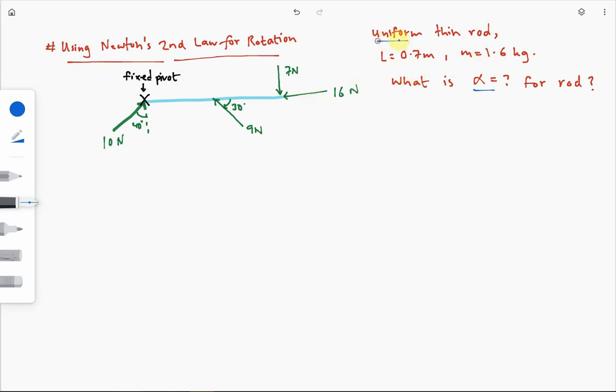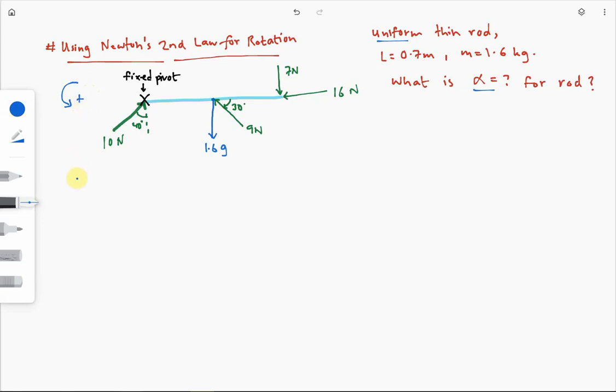Since the rod is uniform and the mass is evenly distributed, we add a fifth force, which is the weight acting through the center of mass. This is 1.6 times gravity, g. Now our free body diagram is complete, and we indicate that any counterclockwise torque is positive.